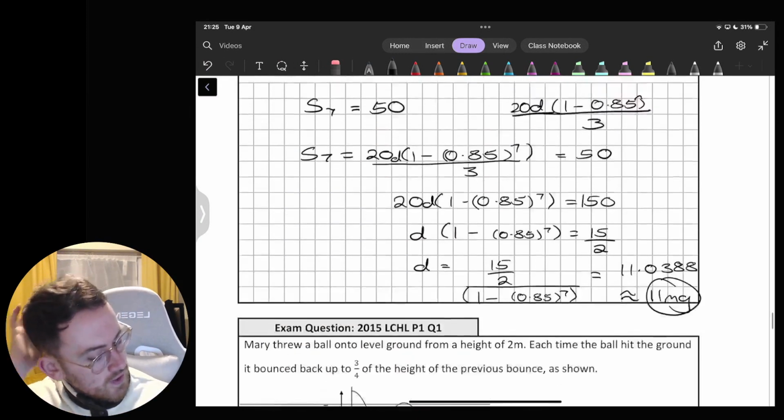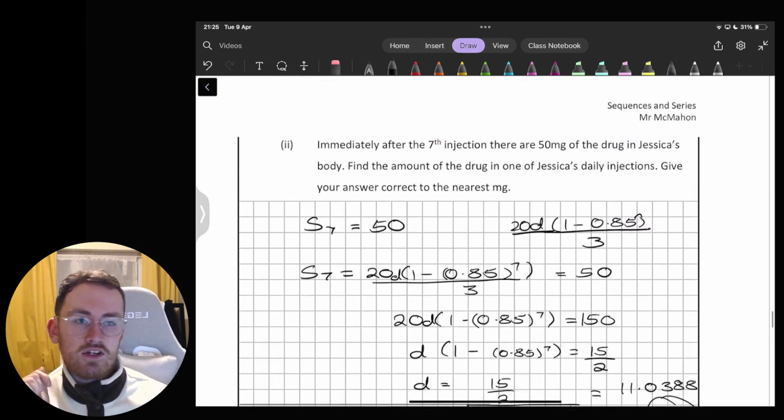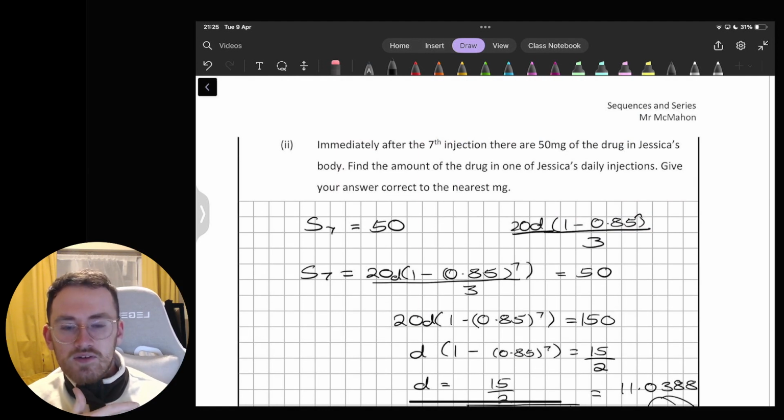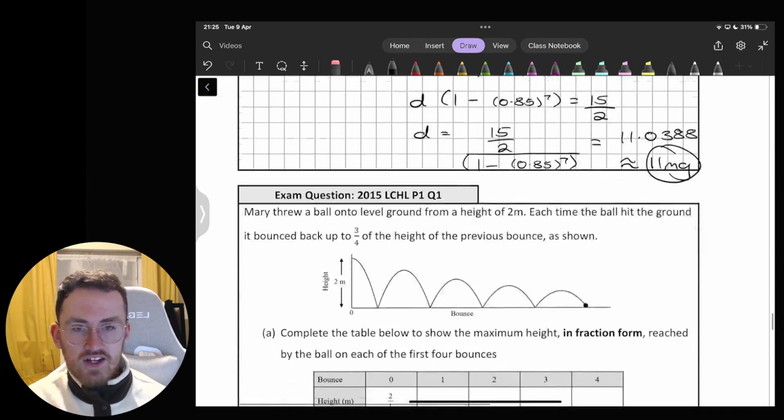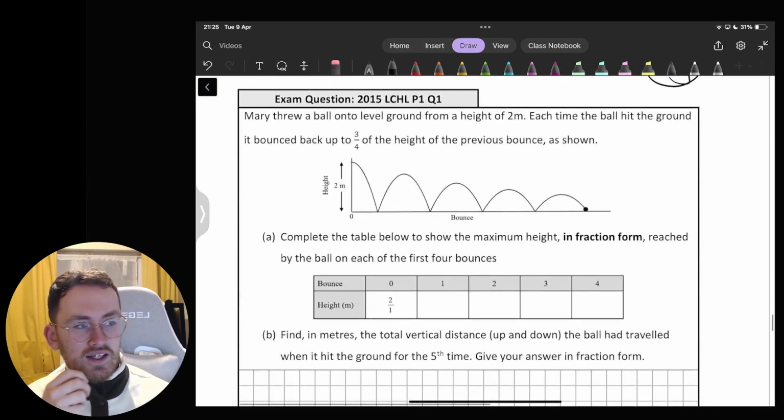The key thing there is us recognizing that 50 milligrams would be the result of a series of daily injections and the summation of those. But again, relating it back to Alex's example really does help us or give us an edge on answering that question. Looking at another question then, we're going to look at Mary.